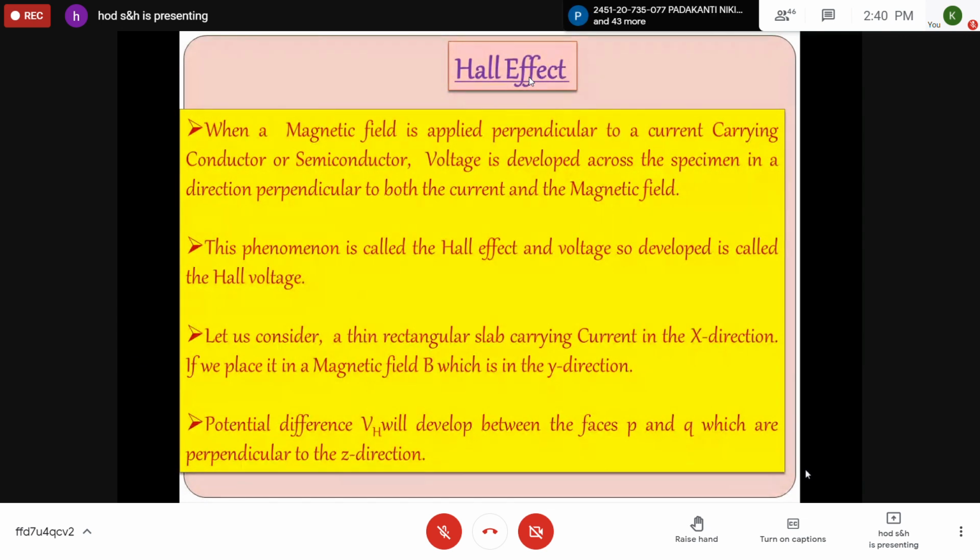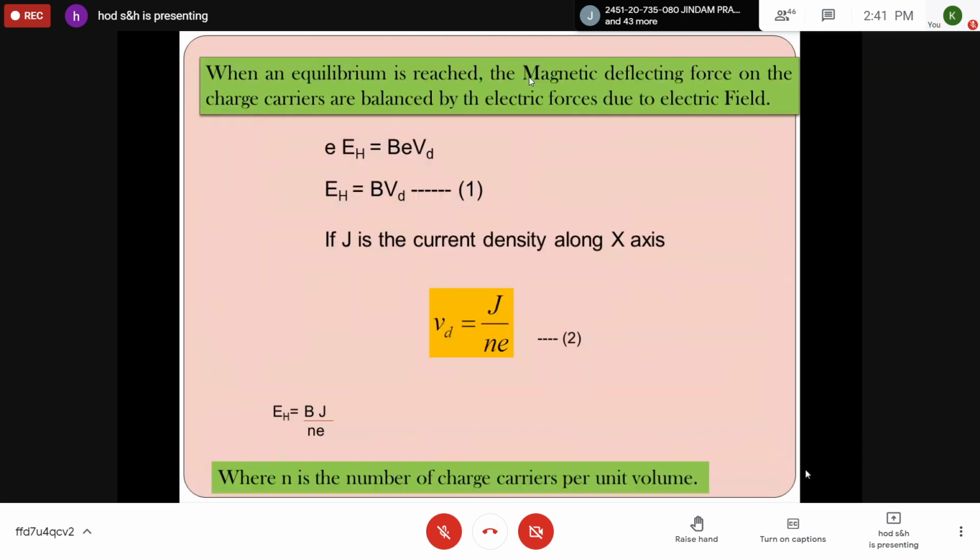So this causes a field EH in the negative Z direction. A force of e EH will act along the positive Z direction, because to balance this, both the electric and magnetic fields are working simultaneously. So the magnetic force is represented by B e Vd, and the electric force is represented by e into EH, where EH is the Hall field and Vd is the drift velocity. From this, e gets cancelled, and EH is equal to B into Vd.